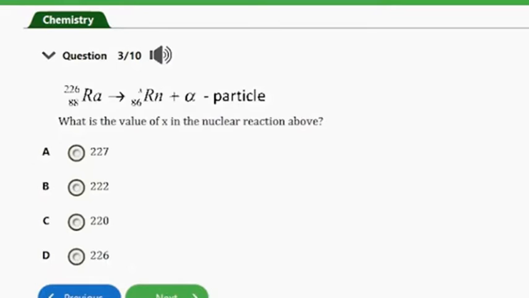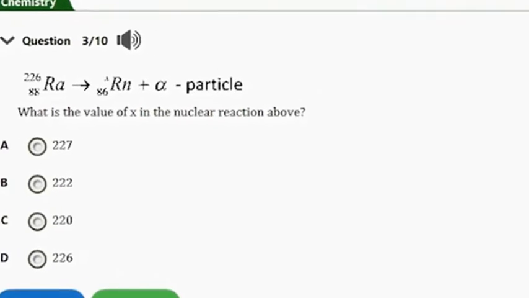Let's consider the next question, question number 3. Here we have an equation of a reaction. The question says, what is the value of X in the nuclear reaction above? For this, we are going to zoom in to our workspace and solve this together.